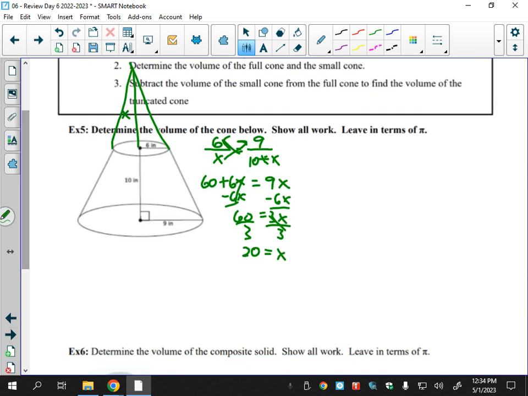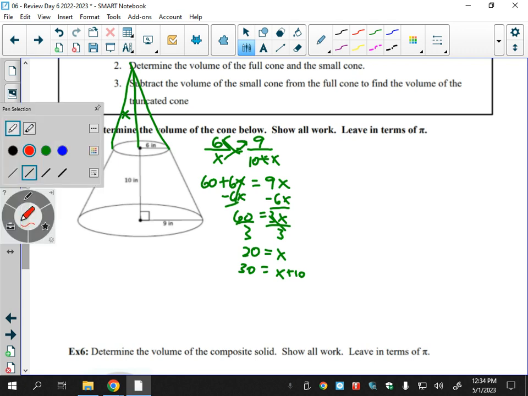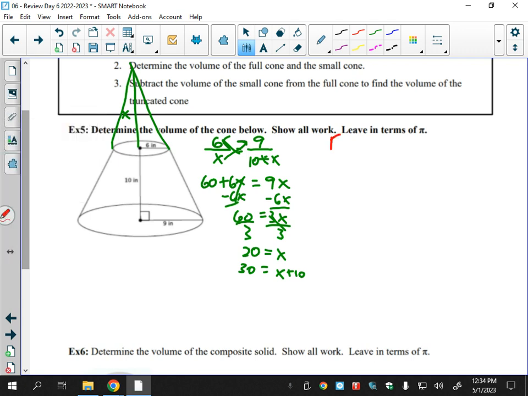And then we'll also want to know the full height of the cone, which would be x plus 10, which gives us 30. Now that we know the heights, we can figure out the full volume, so the volume of the full cone, and the volume of the top cone, and then we're going to subtract them. So the volume formula for our cone is pi r squared h divided by 3, or you could do 1/3 pi r squared h, whatever you prefer.